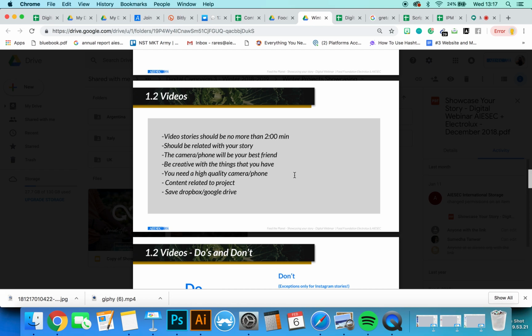Then one of the important things is as well the videos. We're talking about pictures, we're talking about videos. Videos are really good things that we can incorporate, and also on social media, videos work really well for engagement. The stories are going to look like this: we're going to be creating videos of up to a maximum of 2 minutes of the volunteers, telling the story of the volunteer and what the volunteer is experiencing throughout their project.